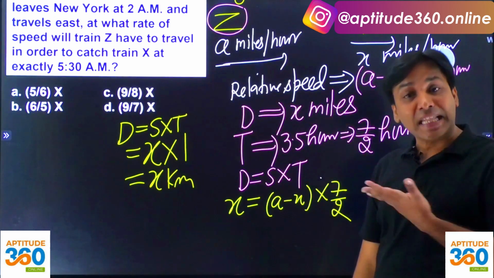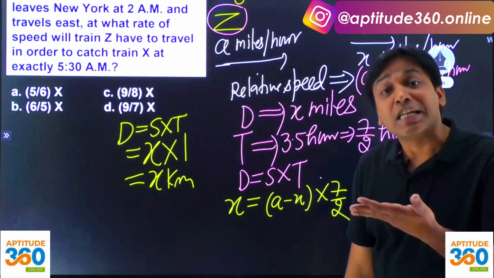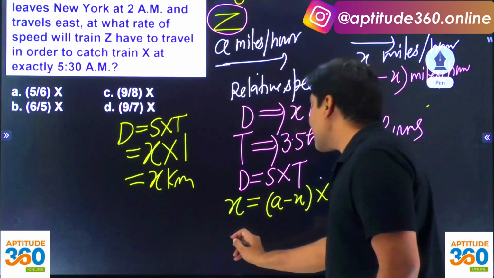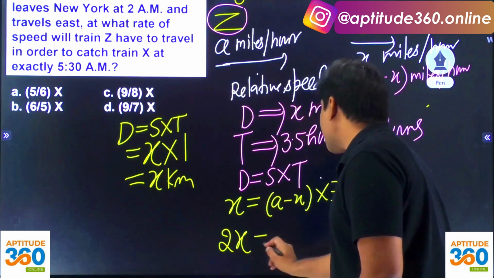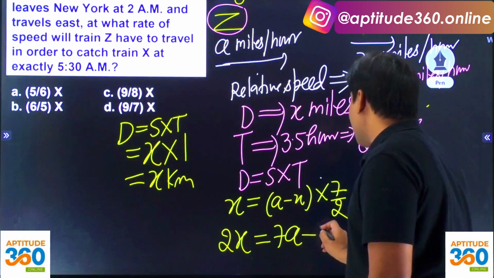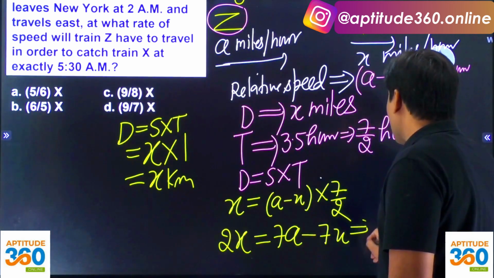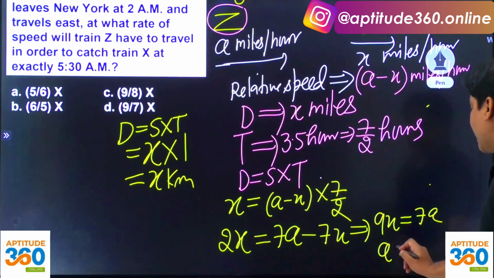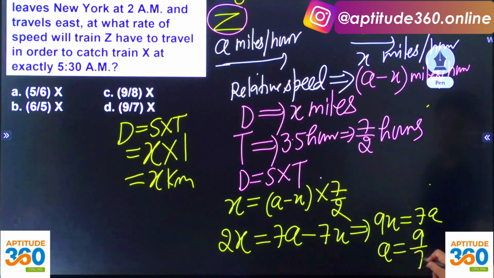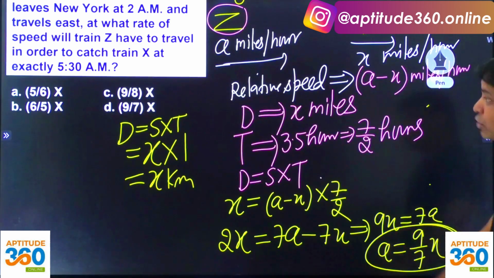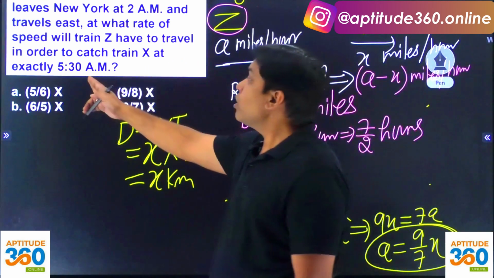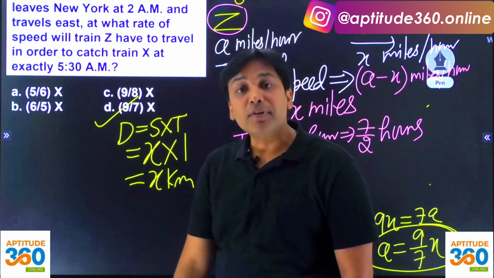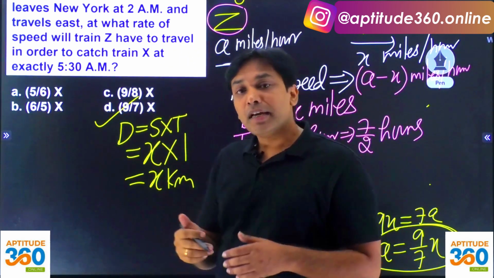If we simplify this one, do you not think that you will get the value of a in terms of x? Simplify this, it is coming out as what? 2x is equal to 7a minus 7x. So 9x is equal to 7 times a. So the value of a comes out as 9/7 x, and that is what they're asking you. They're asking you, what is the speed of train Z? It is 9/7 x. Problem simple hai.